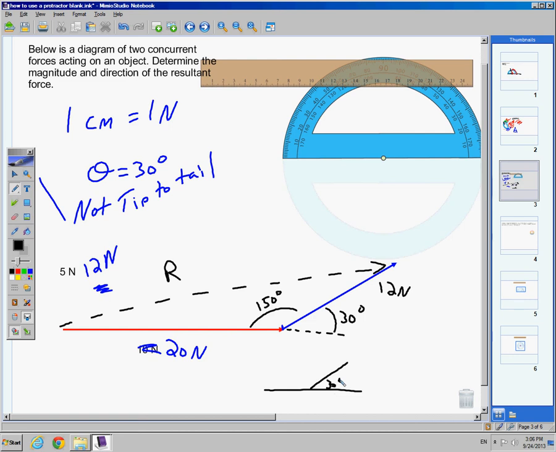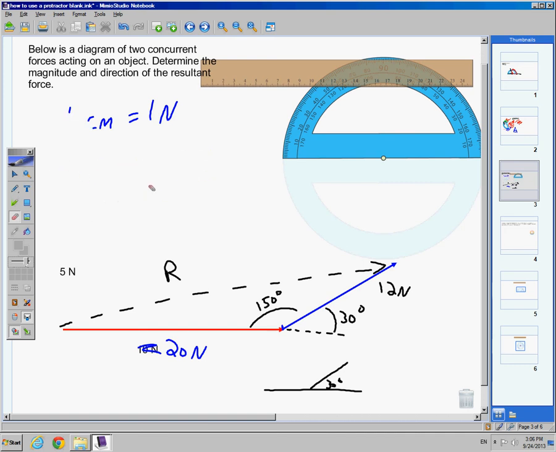So I'm going to erase some stuff here so that I can continue to do this. The 12 has been moved. The tip to tail has been removed. I'll even get rid of the scale because I want to draw some things here. And let's see if I can actually get this out of the way here. Well, we're just going to have to leave it there.